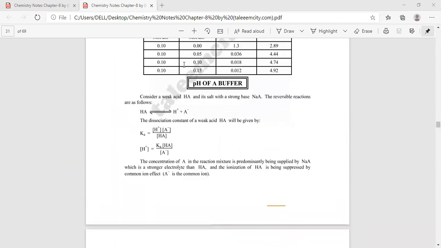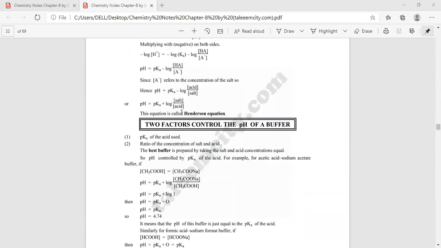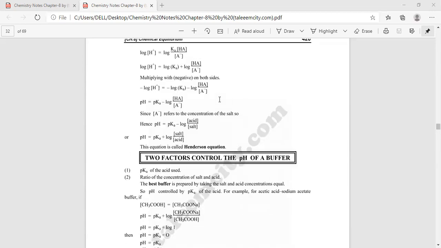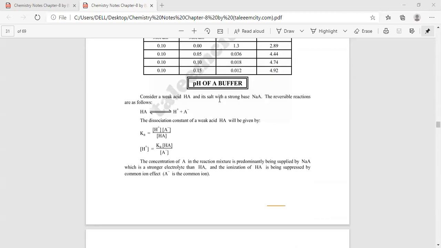Okay. We are going to talk about the Henderson's equation. This is very important. I'm saying it again. Practice this. By this equation, we can calculate the pH of different buffer solutions, or we can generate any kind of buffer solution according to our required pH. Consider this equation here.